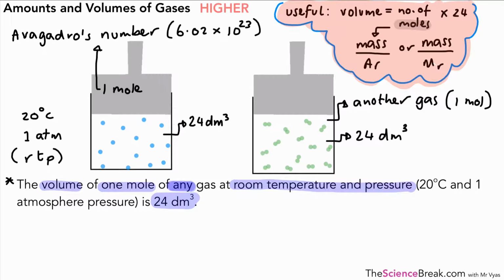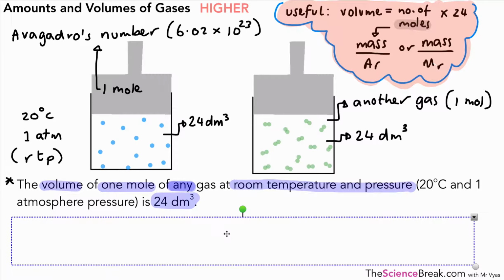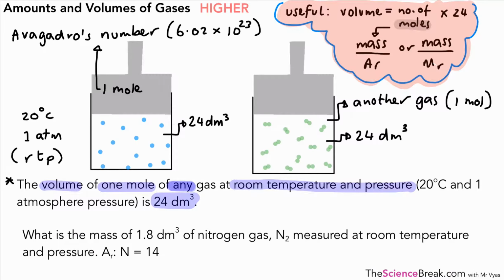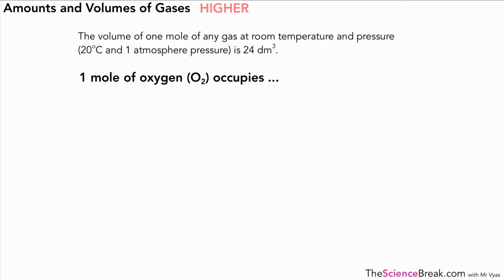So there we go. Now we can use that information to do calculations such as this one here. What is the mass of 1.8 decimeters cubed of nitrogen gas, N2, measured at room temperature and pressure, and the relative atomic mass of nitrogen is 14. You might want to give that a go now, and if you get the right answer, you may not need to watch this video. But for the remainder of the video, we're going to start off quite simply and work our way up to a question like this one, which is slightly more tricky.